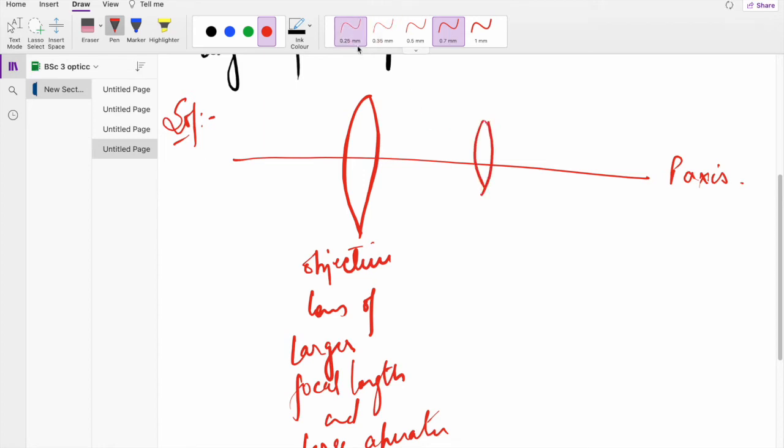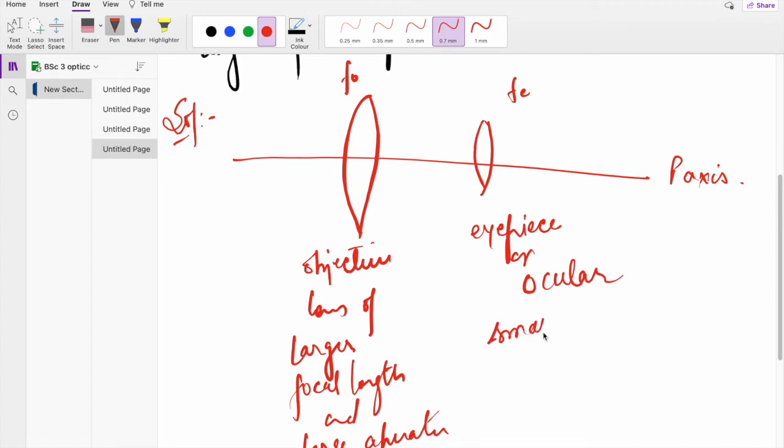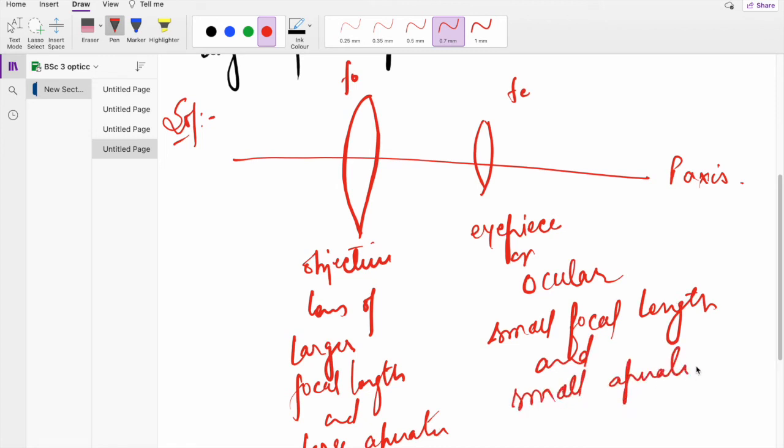And the focal length of the eyepiece is FE. This is the eyepiece, or ocular. It will have a small focal length and small aperture. In comparison to the objective lens, this eyepiece will have a small focal length and small aperture.